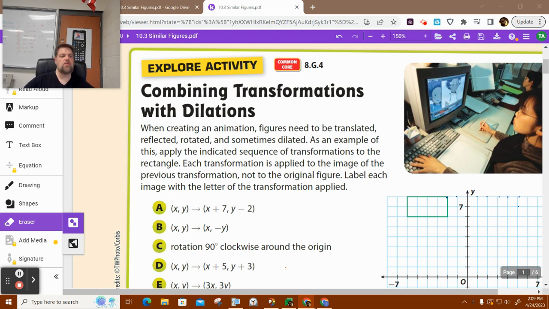Also, let's read this real quick. It says, when creating an animation, figures need to be translated, reflected, rotated, and sometimes dilated. As an example of this, apply the indicated sequence of transformations to this rectangle. Each transformation is applied to the image of the previous transformation and not the original figure. So we start off with a rectangle, and we're going to do a bunch of stuff.